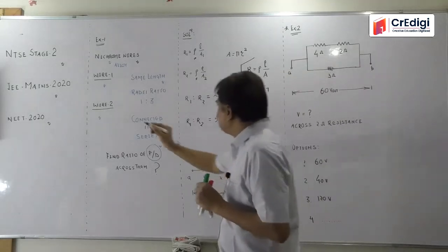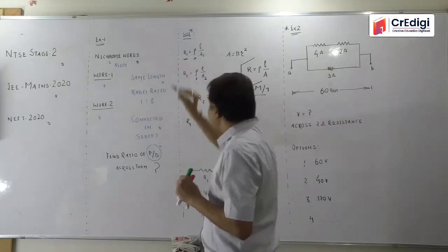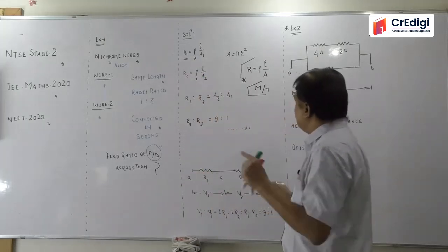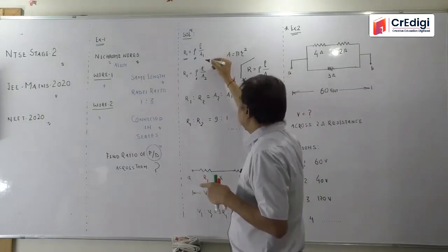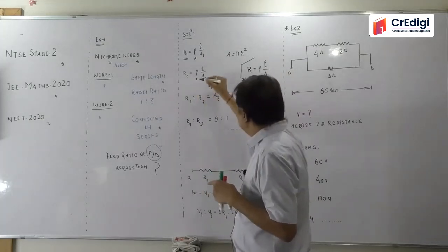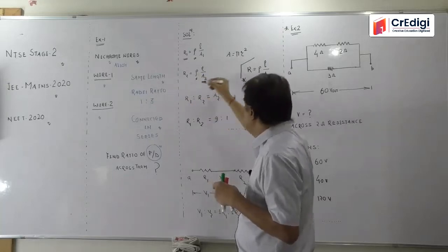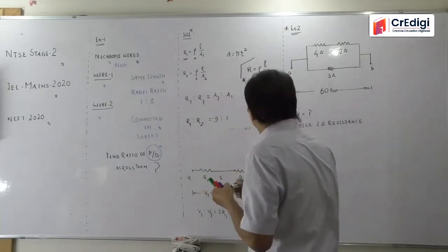I say let the resistance of wire 1 be R1. For wire 1 it is R1, rho, length same, let it be L, area of cross section, let it be A1. For wire 2, resistivity is rho, length is again L. Area of cross section is going to be what? A2.